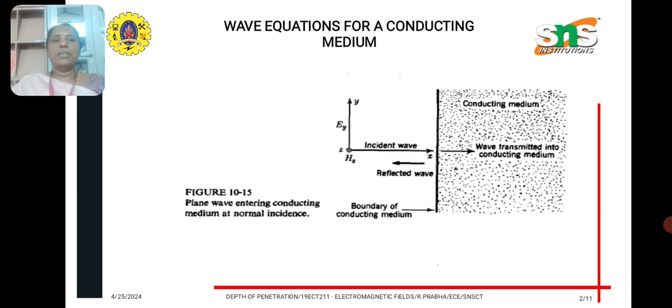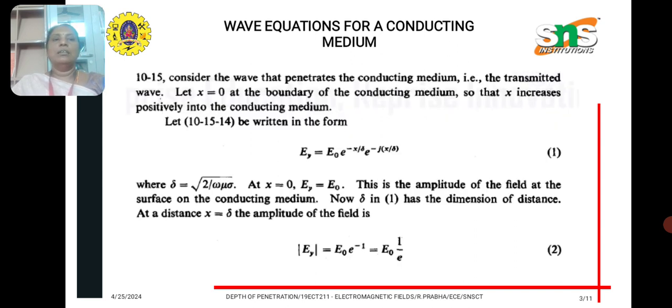So consider a wave incident on the conducting medium having electric field in y direction and magnetic field in x direction, and the boundary of the conducting medium is given as dark line in the diagram. When the wave penetrates into the conducting medium, x equal to 0 at the boundary of the conducting medium, and after that it increases positively into the conducting medium.